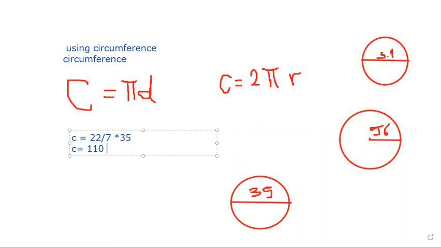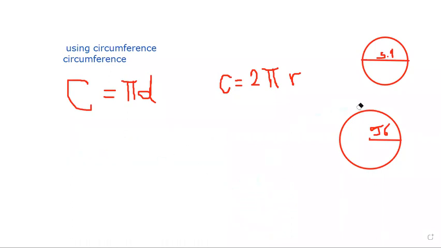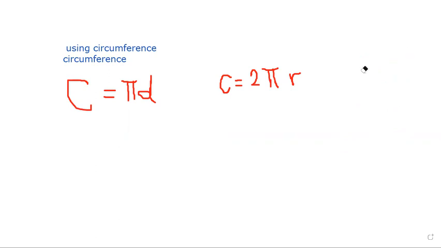Then if we have a diameter or a radius that is a multiple of 7, it is easier to choose the value of pi equal to 22 over 7. Okay? Any questions so far about this? No. Let's move to another question: to calculate the circumference of a semicircle.